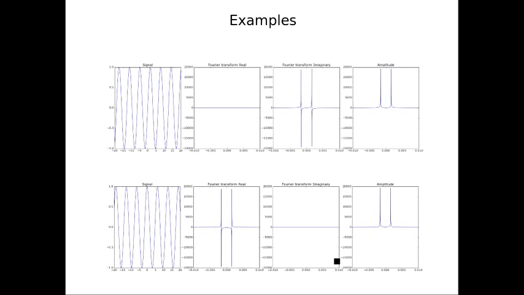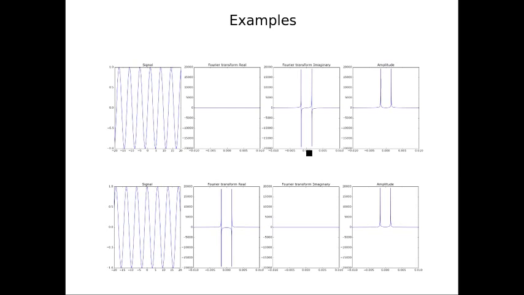Okay, so here are some examples. We've been looking at sines and cosines, so let's start with those. This is a sine signal, and this is the real component of its Fourier transform. You can see that it's 0, and the imaginary component, and this is the amplitude, which is the sum of squares of each of these. So first of all, notice that the imaginary component is non-zero and the real component is 0, and if you recall Euler's formula from before, the sine has mostly an imaginary component.